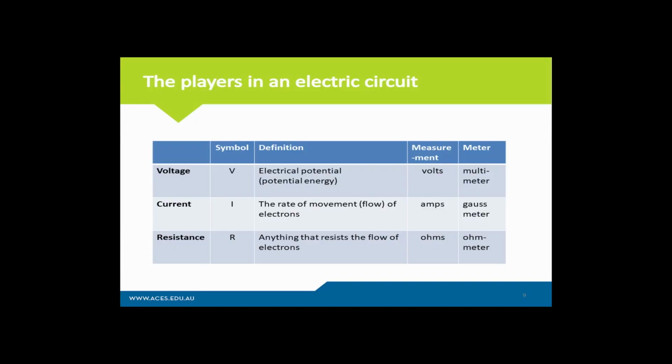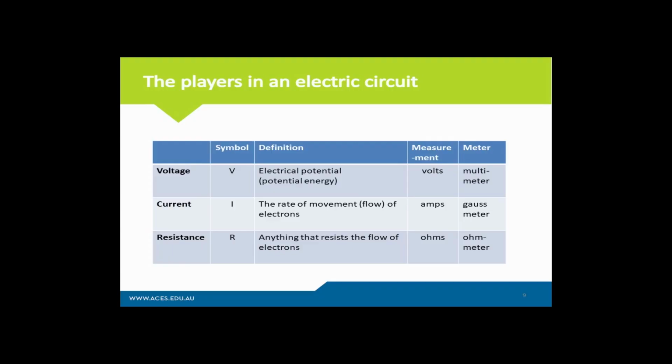The players in an electrical circuit will generally be voltage, current and resistance, which we've just alluded to. The symbol for voltage is V, the symbol for current is I, and the symbol for resistance is R. The definition for voltage is electrical potential. The definition for current is the movement of electrons along a conductor, and that's what gives rise to the AC magnetic field. The resistance is anything that resists the flow of the electrons.